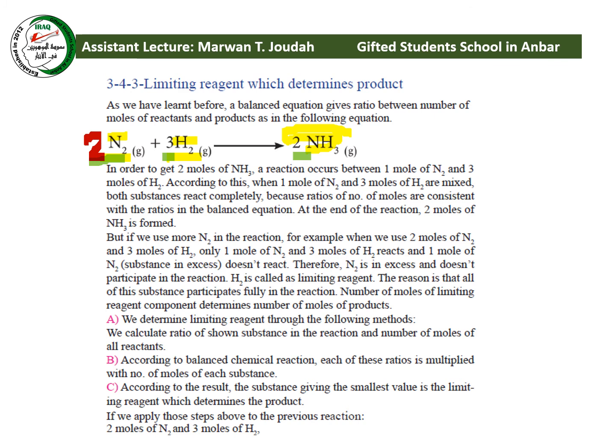So which one has determined the product? The nitrogen or the hydrogen? The hydrogen. Why? Because it required only 1 mole of nitrogen, and the other mole of nitrogen has not reacted, so it stays in the solution. So it is unreacted stuff.